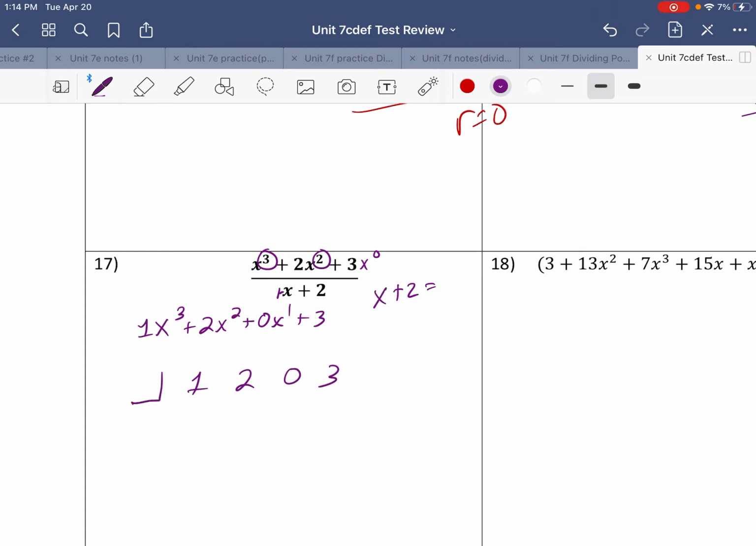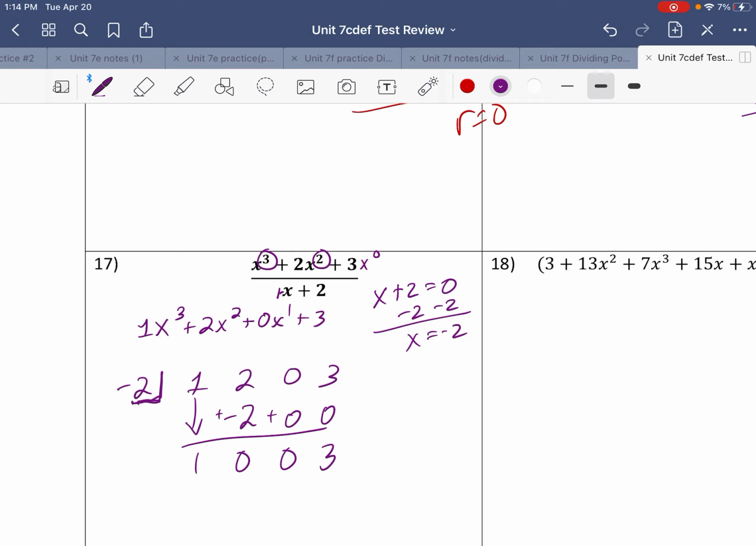Got to figure out what goes in the box, the little half box here. If you want to actually draw a box, you can. It's always the opposite. Negative 2. Bring down the first term below the line. That's your first coefficient of your answer. Negative 2 times 1 is negative 2. Add 0. Negative 2 times 0 is 0. Add 0, 0, 3. So your remainder is 3.